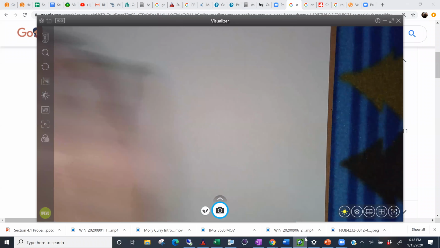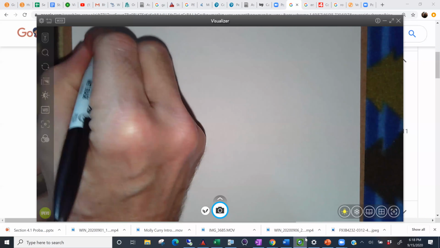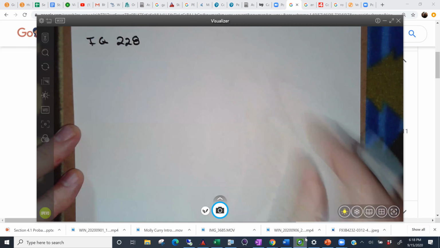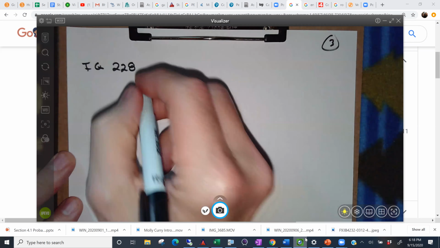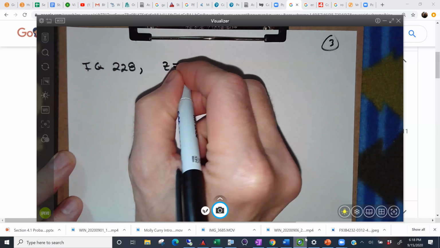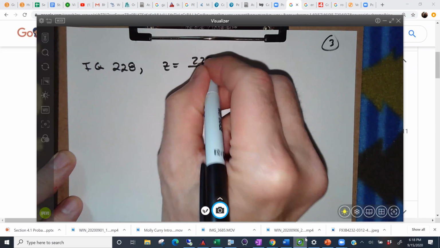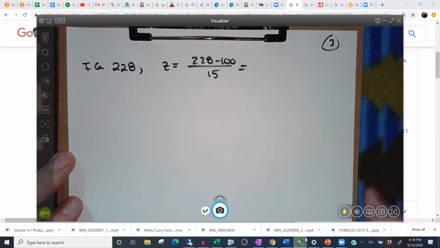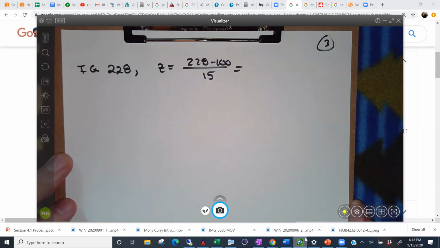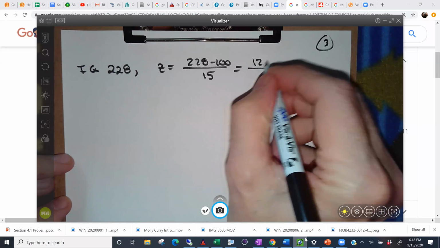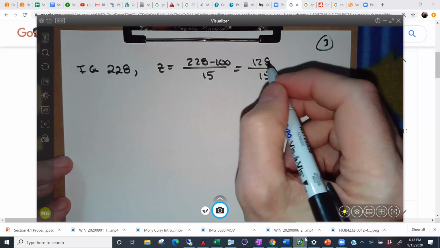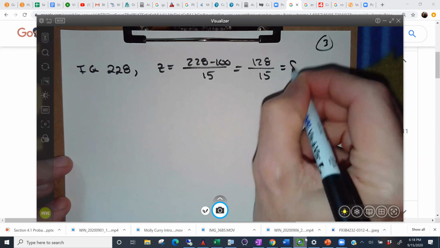So her IQ was 228. So her z-score would equal 228 minus 100 divided by 15. So I'll help you out here. The numerator is 128. Then I'll help you out some more. 15 goes into 120 8 times with a remainder of 8.